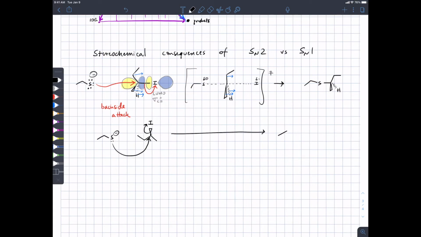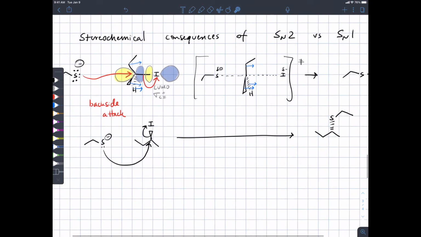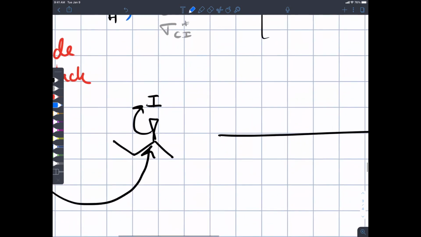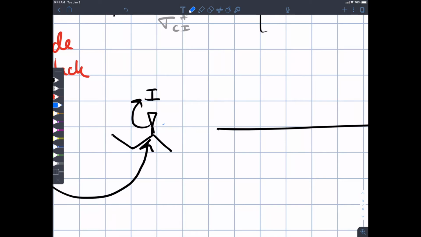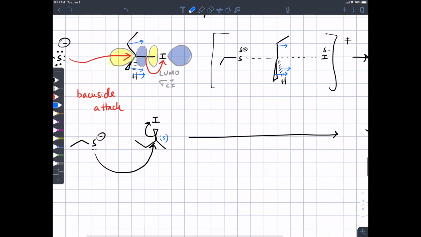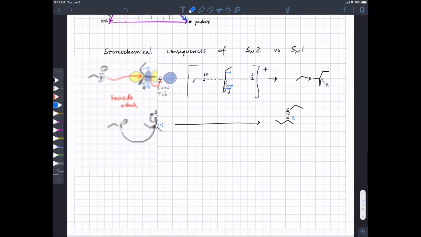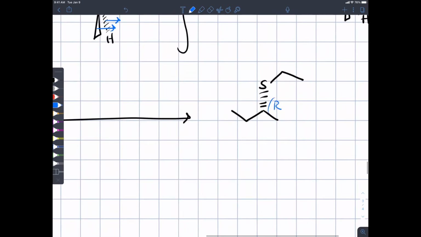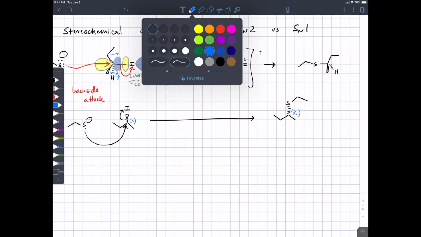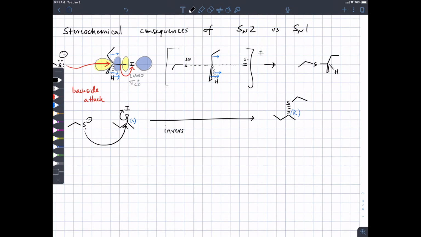In the product, it would look like this. And if you don't believe me, you can go in and assign R versus S here and confirm that it's the same here. The stereo center in the iodide would be S. And in the thiol, the stereo center would be R. We call this process inversion of configuration.